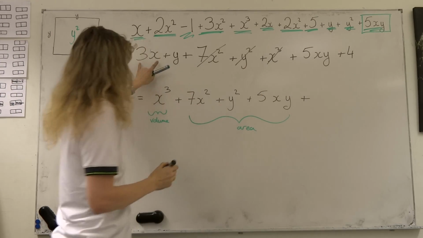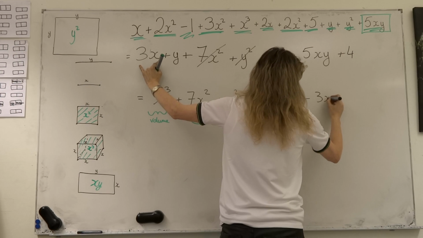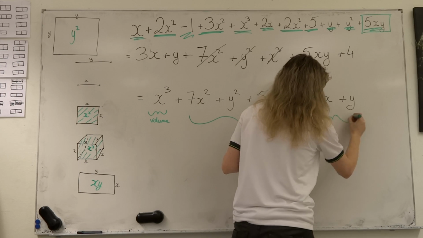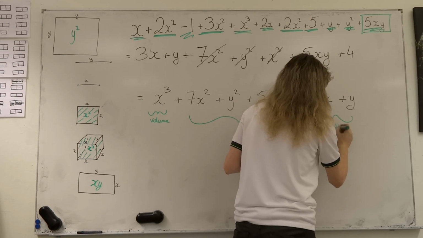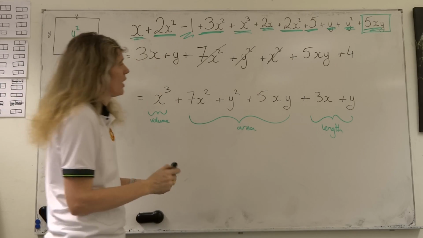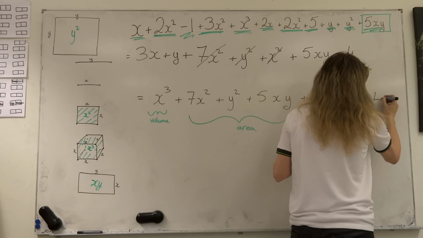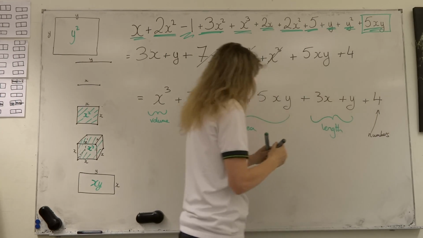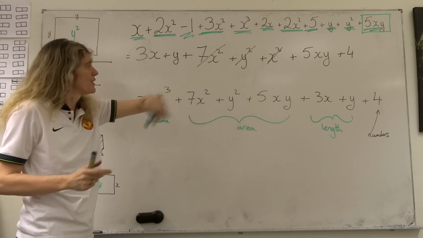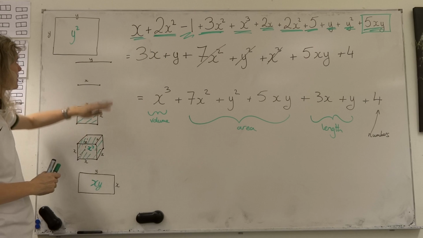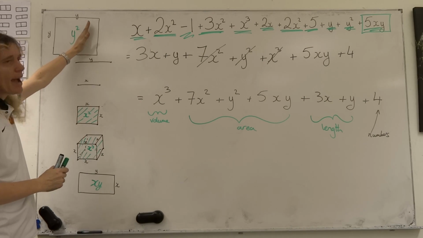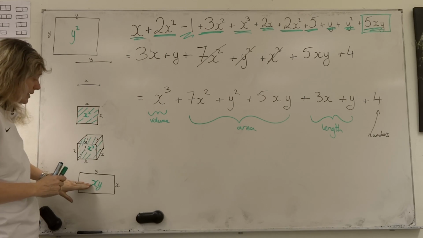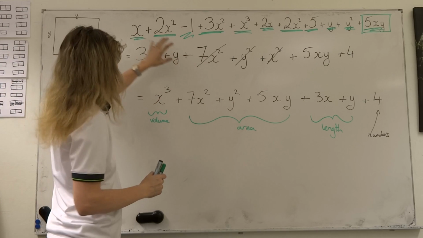my length terms. Here I have 3 lots of x plus a y. So here I'm keeping all my length terms together. And then I'm finishing it off at the very end with the values of numbers that I have. Okay? So here we have the numbers. So you can't just add all the numbers together, they represent totally different things. Length x, length y, area y squared, area x squared, volume x cubed, rectangle xy. And you can't add them up, you must keep them separately.